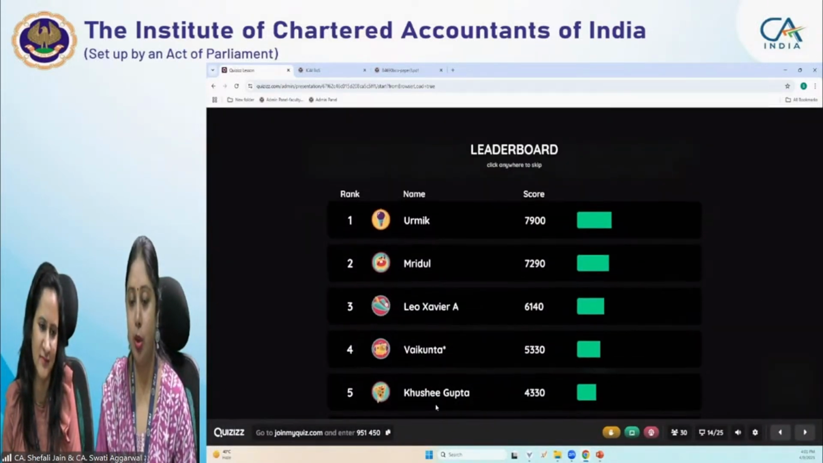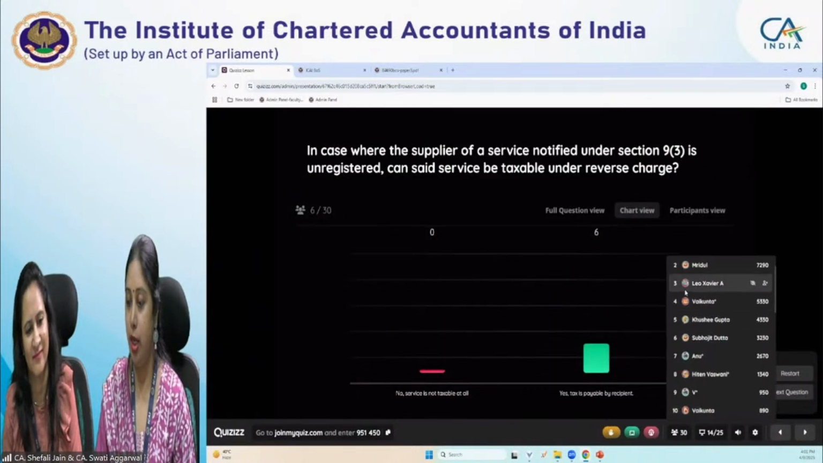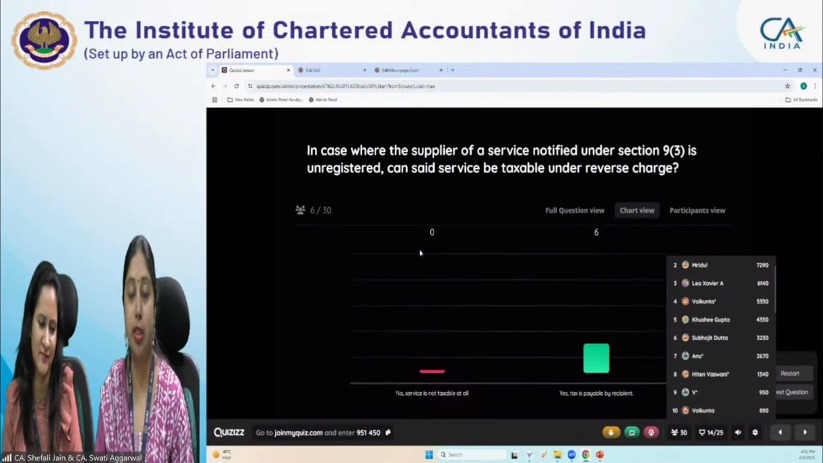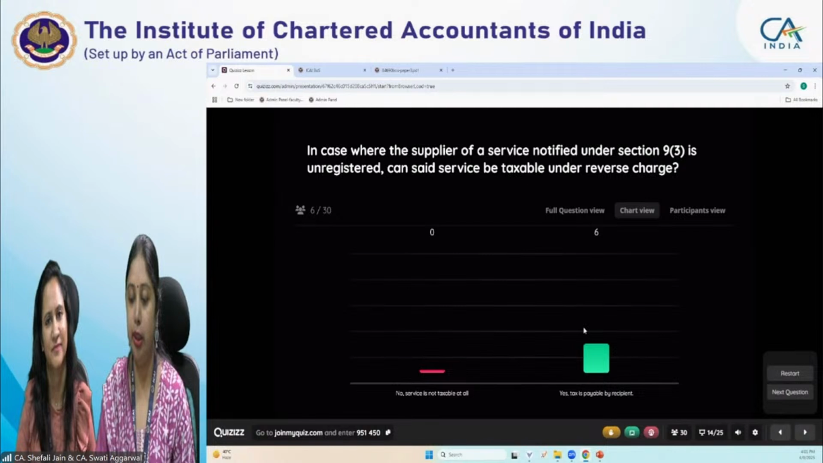Okay, so let us see how many of you have marked it correctly. Leaderboard says on the top we have Urmik, then Mridul, Leo, and then we have Vaikunt, Khushi, Shubhajit, Anu, Hiten, V, and Vaikunt, I think, has joined by two names. So the correct answer, all of you have answered it correctly. Good, that tax is payable by recipient.